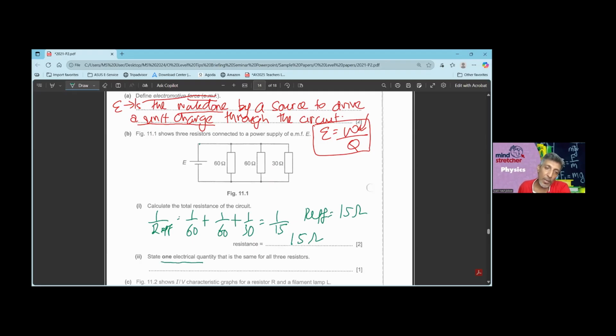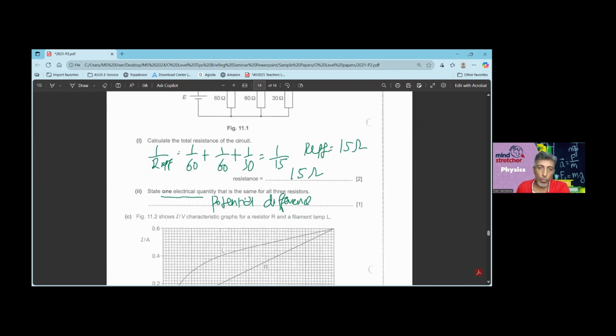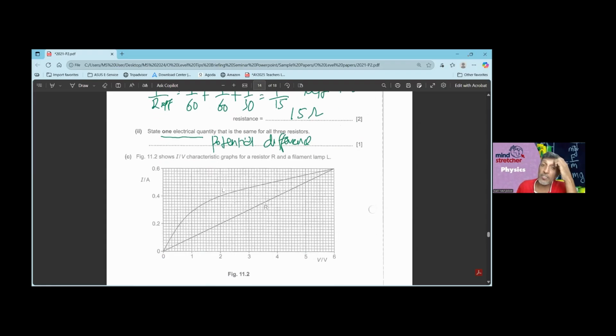What is the electrical quantity the same for all resistors? Voltage or potential difference? Okay, voltage or potential difference. Very good. 15 ohms, yes, correct. So what is the same? Now, this question is a little tricky.